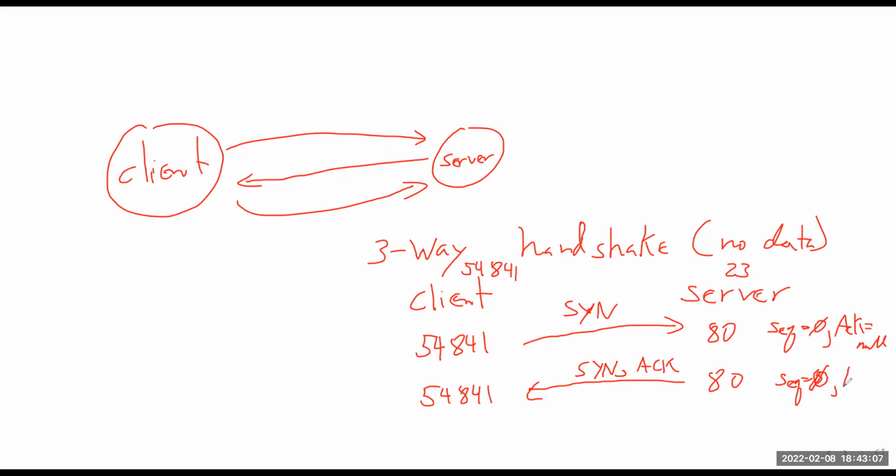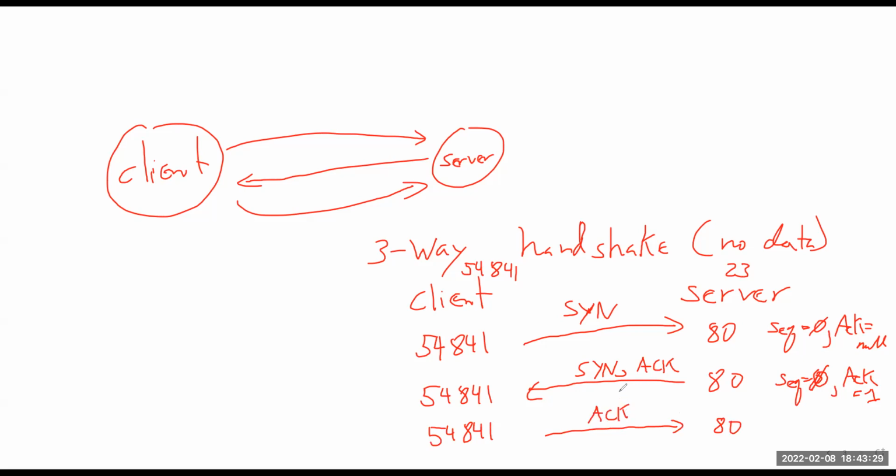This is the sequence, and I'm going to ACK your 1 plus 1. You know, something happened there and it incremented by 1. You see that? So basically it's doing that. And then finally, 54841 is going to send back to port 80 the ACK, the final ACK.